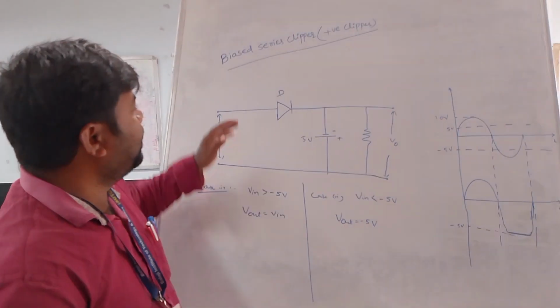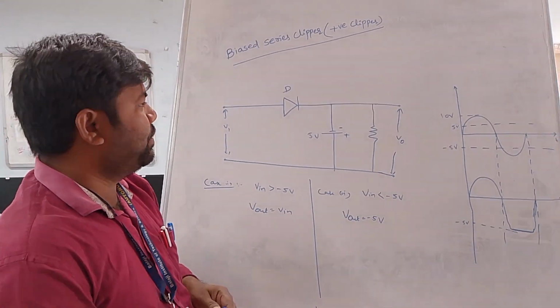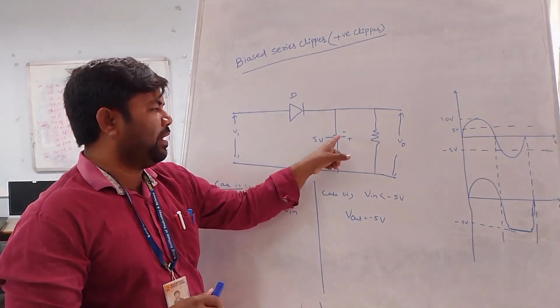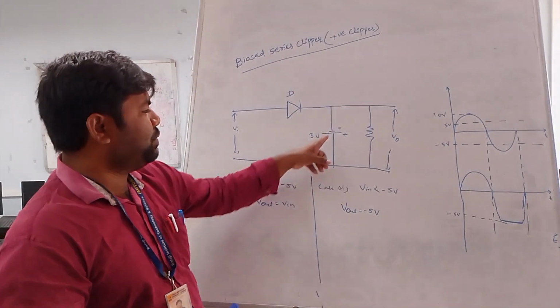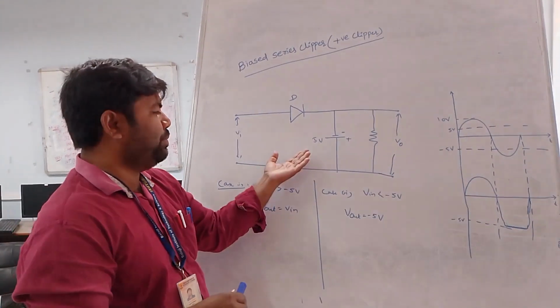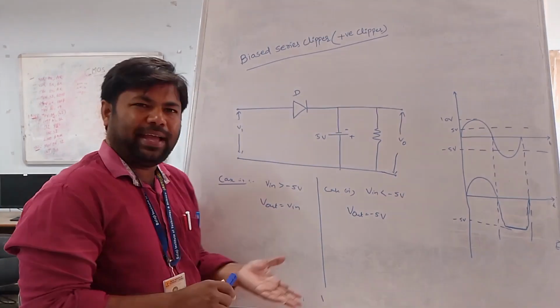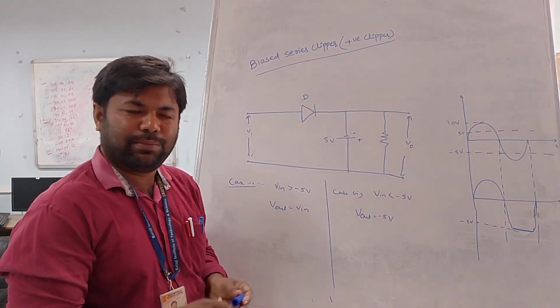So this is about the biased series clipper. Next one is the biased series clipper, that is positive clipper. This is also the same. We are applying a battery, but here I am applying a negative battery. Earlier we used a positive battery, but now the positive battery is replaced by a negative battery. Okay. So again it has the same operation, case number 1 and case number 2.